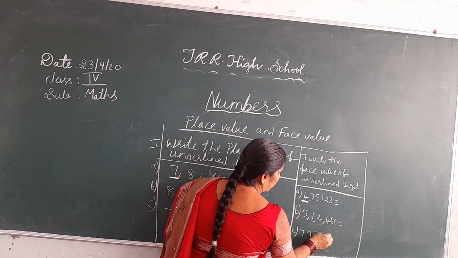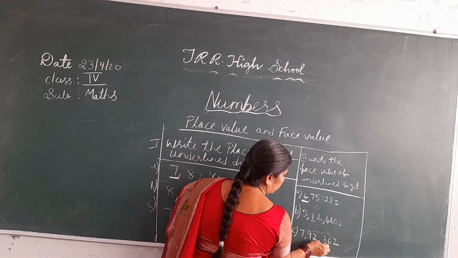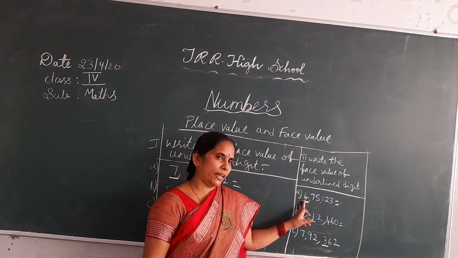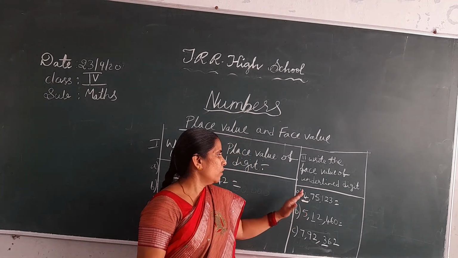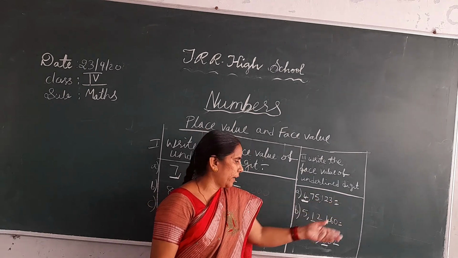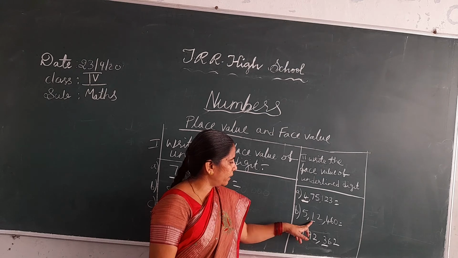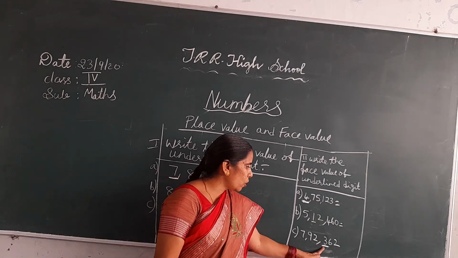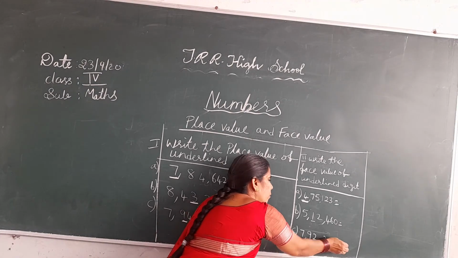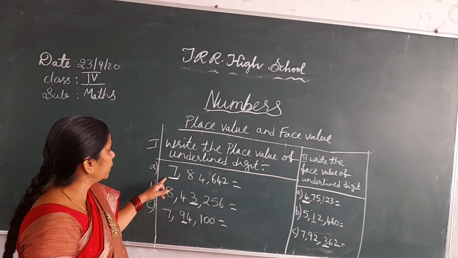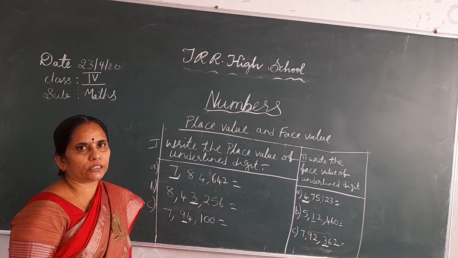Seven lakh 92,362. If like this, here 4 is underlined, face value you must write. What is the face value of 4? Right, the same you will get. What is the face value of 1? The face value of 1 is the same. What is the face value of 3? The same you will get. Here the place value, whichever digit is underlined, it will change.